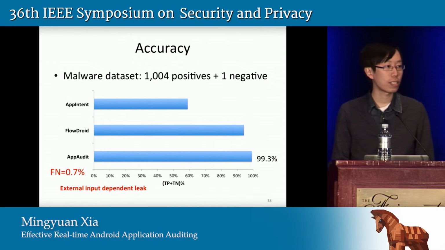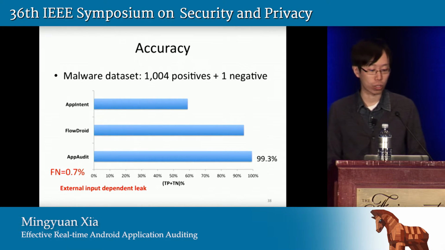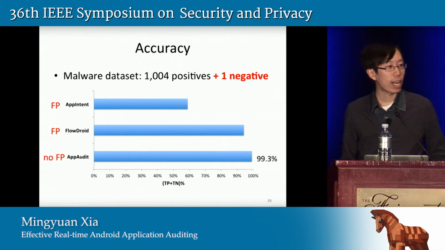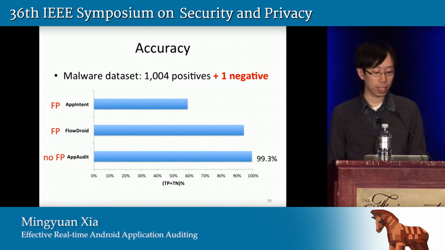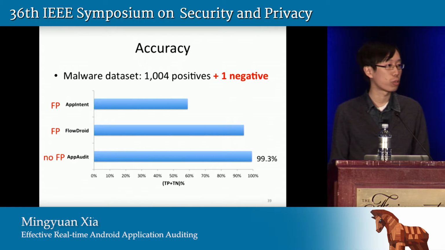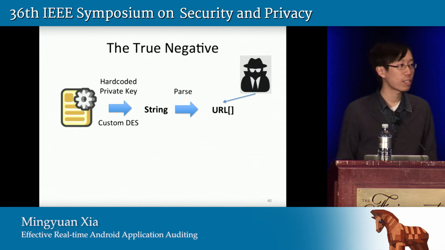Since the analysis is done without the knowledge of the external sources, that's the false negative. I want to highlight this negative case. Both of the previous tools marked it as a false positive. Only AppAudit successfully identified it as a true negative. So this case works like this.